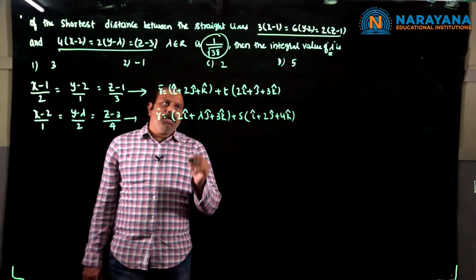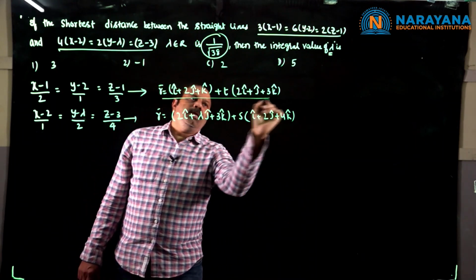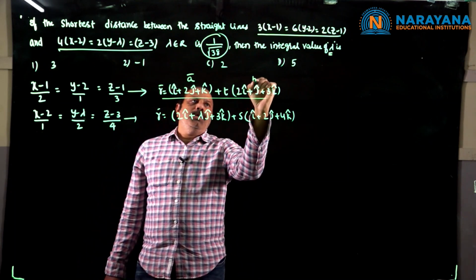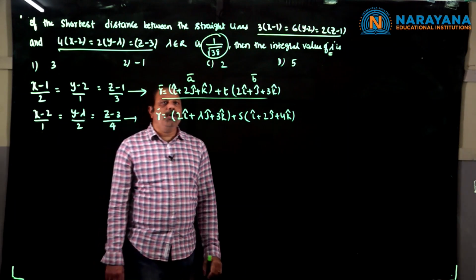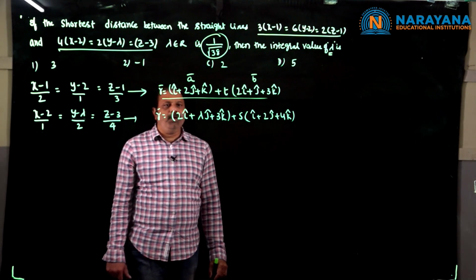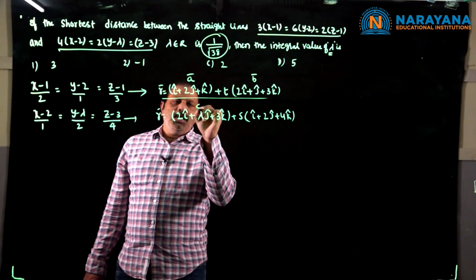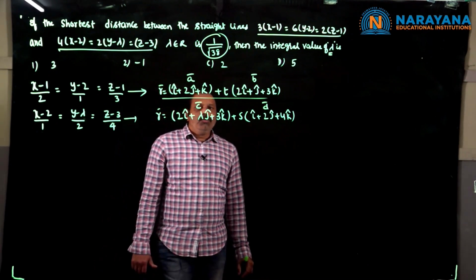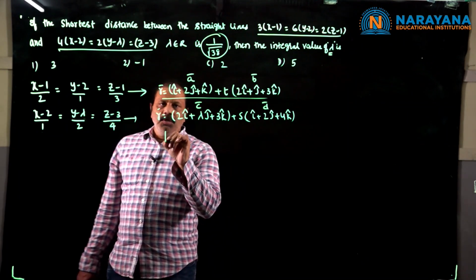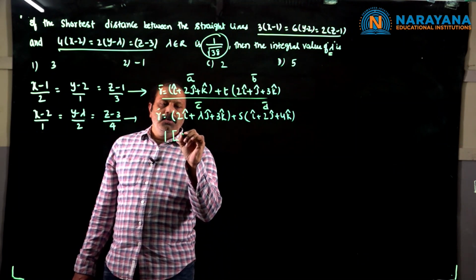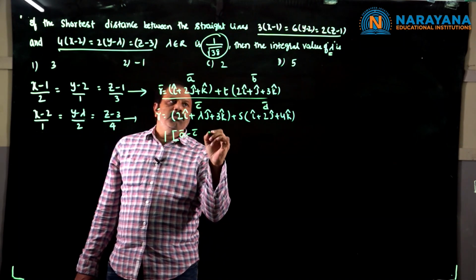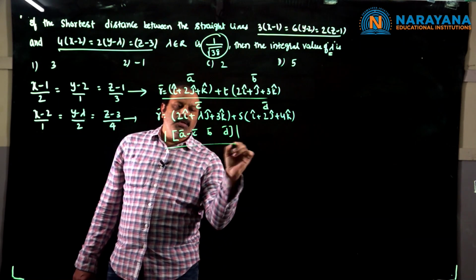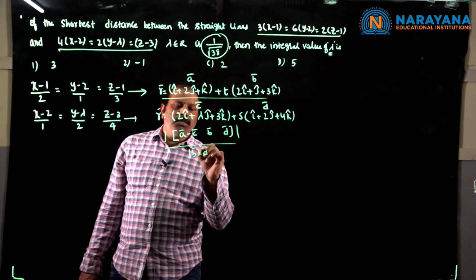So, this is the straight line. This is the line passing through vector A bar and parallel to B bar. It is looking like R bar is equal to A bar plus tB bar. Likewise, this is R bar is equal to C bar plus sD bar. Now, the shortest distance between the lines is modulus of [A bar minus C bar, B bar, D bar] by modulus of B bar cross D bar.